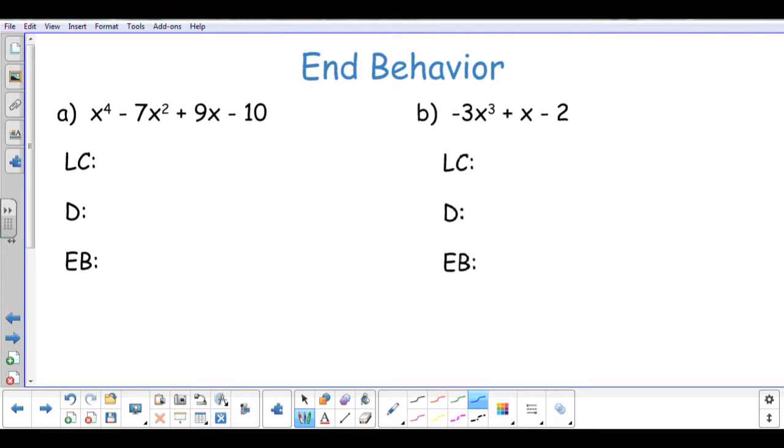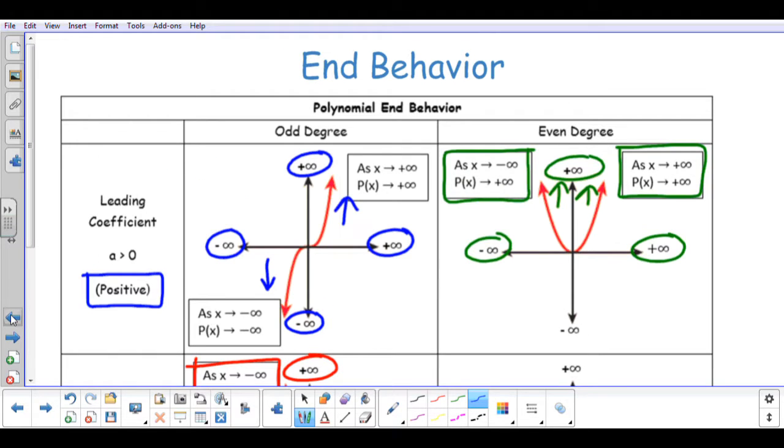So now when we complete these two examples, we're going to be using that table in the previous slide to help us determine the end behavior. So remember, it's all dependent on the leading coefficient and the degree. So here in A, my leading coefficient is 1, which is positive, and my degree is 4, which is even. So if I flip back to the table, I want to use the first row, second column.